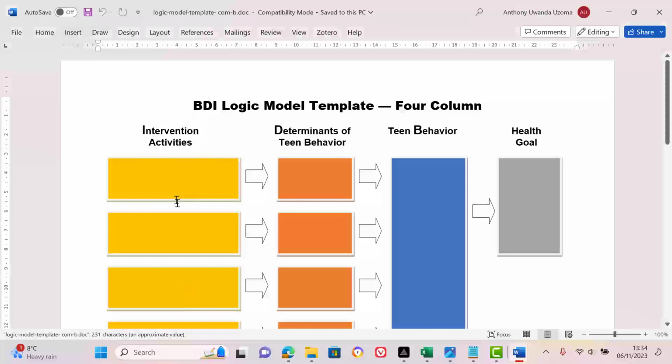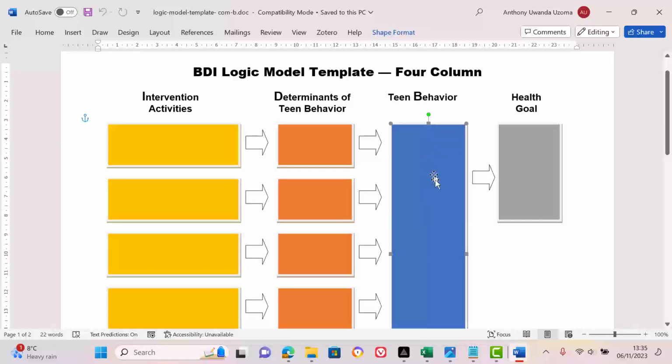So you list your intervention, one or two interventions that you want to do. Then you specify the behavior that you want to target, and then you specify the factors that cause that behavior. Okay, and then you select the behavior that you want to change. Okay, and then this is the overall goal, which is reduction in harmful behavior.